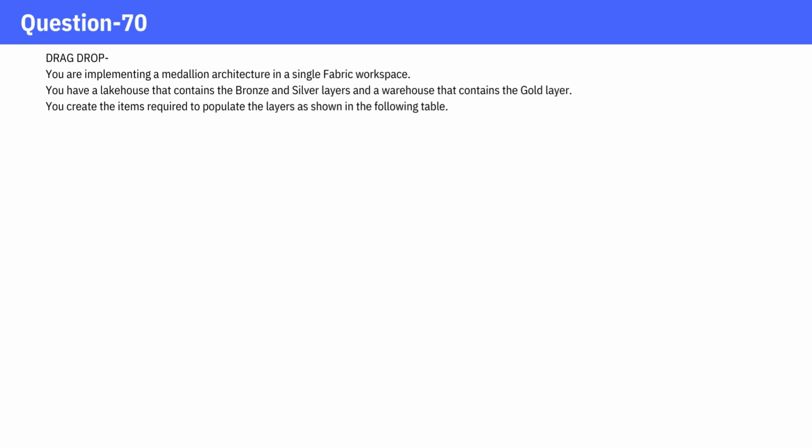Question 70. You are implementing a medallion architecture in a single Fabric workspace. You have a lakehouse that contains the bronze and silver layers and a warehouse that contains the gold layer. You create the items required to populate the layers as shown in the following table.